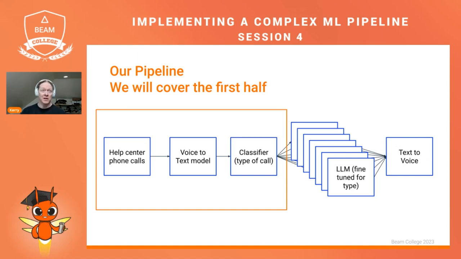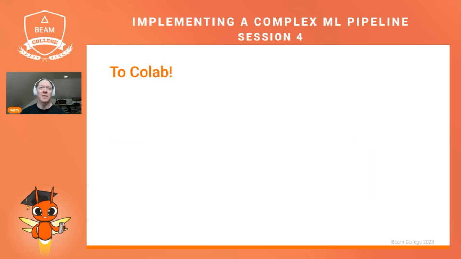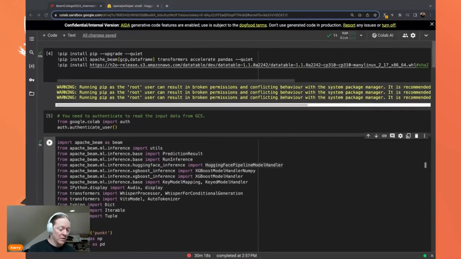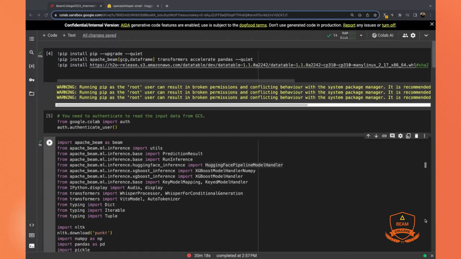Finally, the output of that LLM is text once again. And so we send that to another model to transform the text back into speech and save it as a WAV file. The idea being that that could then be returned to the customer. So today we're going to cover the initial input, the voice to text model, and the classifier. For this, it's much more useful, I think, to look at code instead of slides. So we're going to Colab, and I'll be using a Colab notebook that I will also make publicly available at the end of the course.